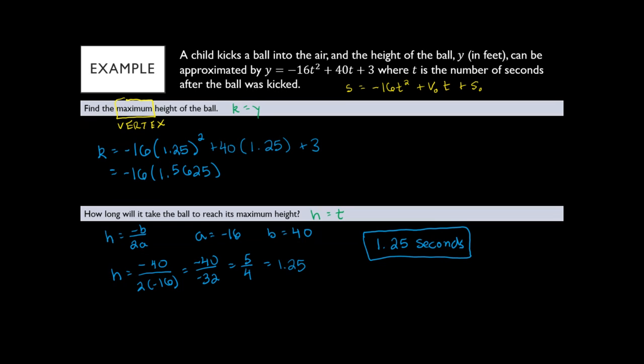1.5625. I'm going to do the 40 times 1.25. So that would be plus, that actually comes out to 50 nicely. And then plus 3. Now I'm going to do negative 16 times 1.5625, which is negative 25. So we have negative 25 plus 50 plus 3. And that gives us 28. So the units for our height here, it says the height of the ball is in feet. So the maximum height is 28 feet.